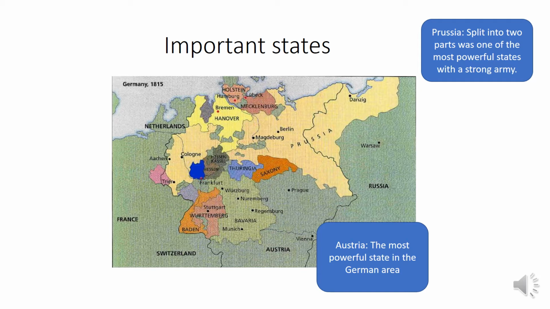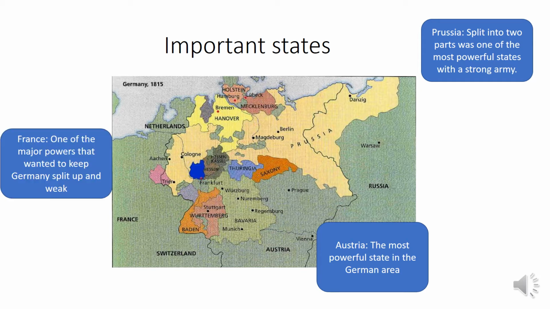Now let's have a look at some of the countries that surround this area. On the left side of these German states we see France. France was one of the key major powers at this time, and it wanted to keep Germany split up. The reason it wanted Germany split into these 39 states is it made Germany weaker. Each state had its own king, its own government, and more importantly, its own army. And this meant getting all the states to fight together would take a lot of effort.